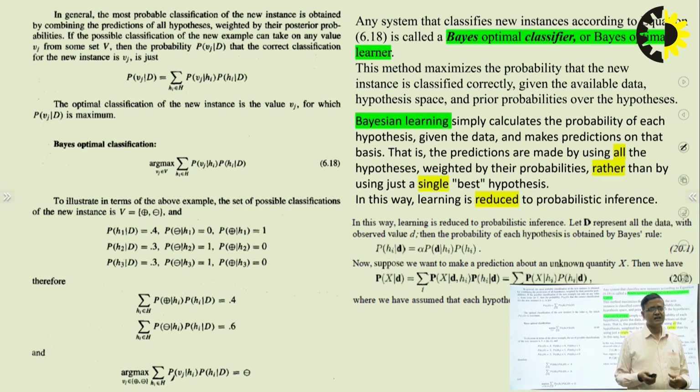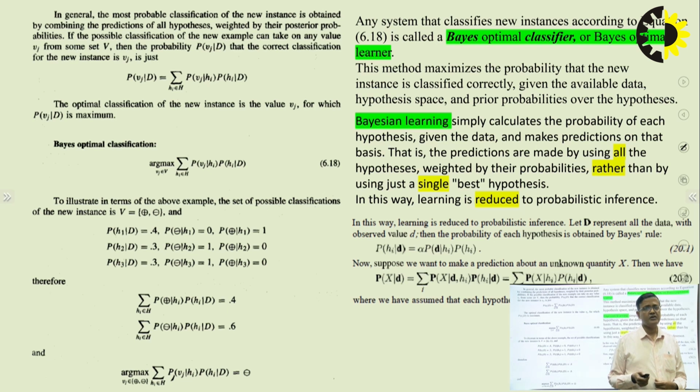So if we take the argmax, the maximum of the values which can be taken by the new example, we will see that the maximum for the negative classification comes out to be 0.6, and the maximum for the positive classification comes out to be 0.4. So based on this, the classification becomes a negative classification.